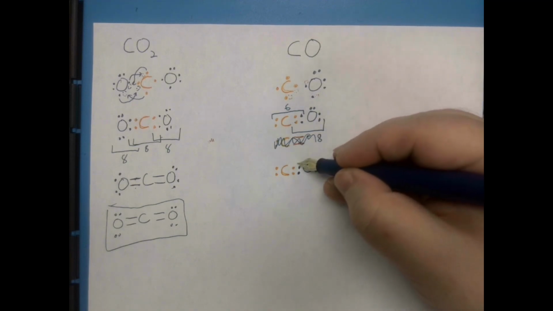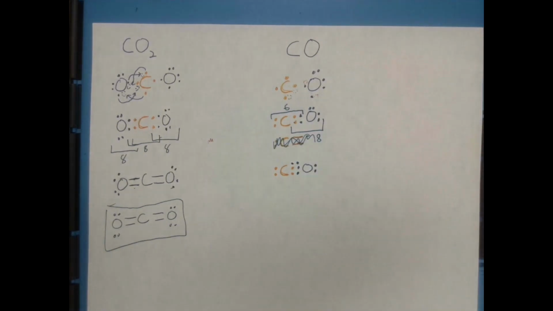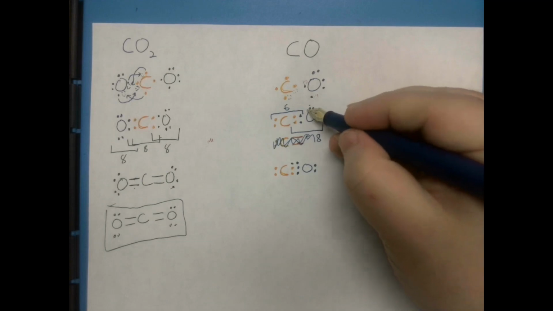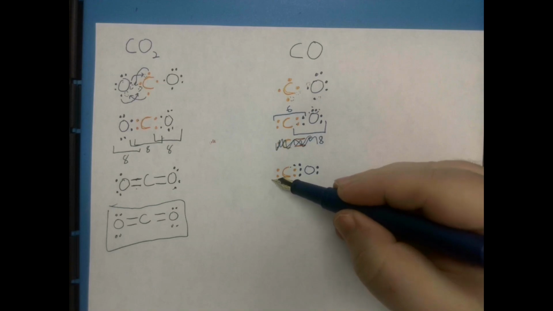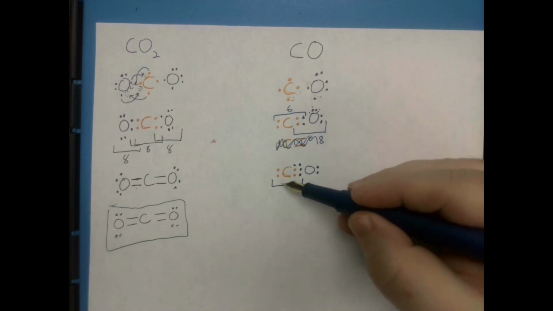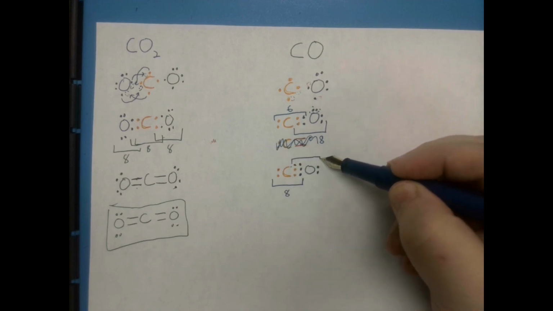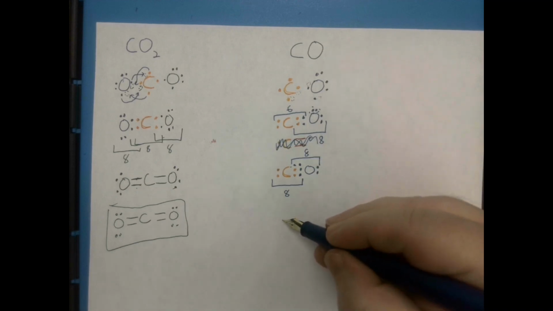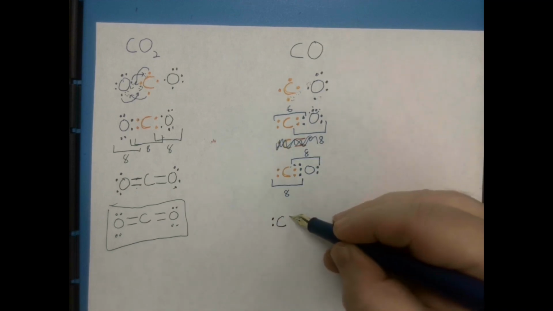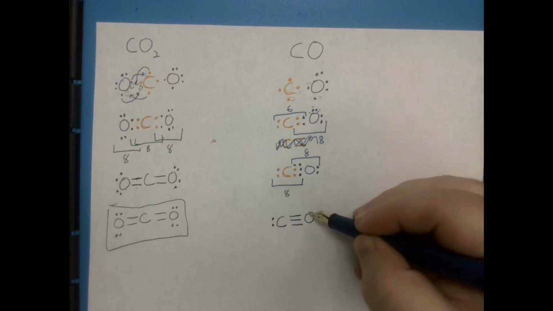The oxygen is going to share two of its electrons. So these two electrons right here, oxygen is going to share it with the carbon. 1, 2, 3, 4, 5, 6, 7, 8. And then 1, 2, 3, 4, 5, 6, 7, 8. So we have carbon with a triple bond with oxygen.